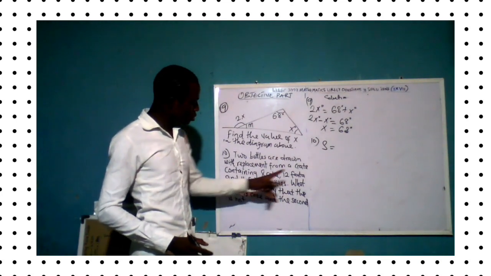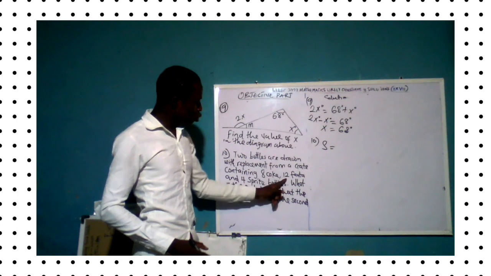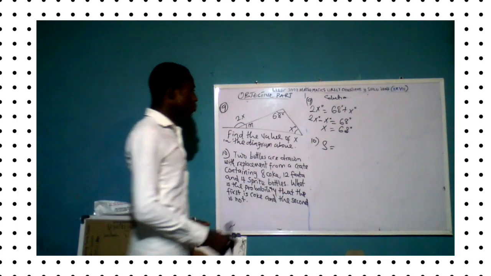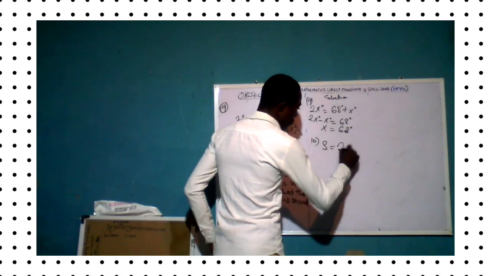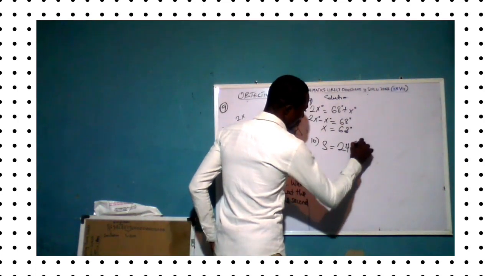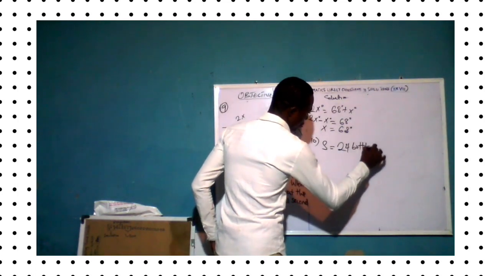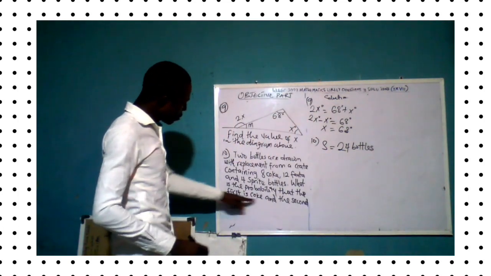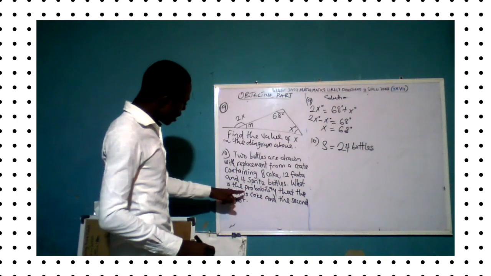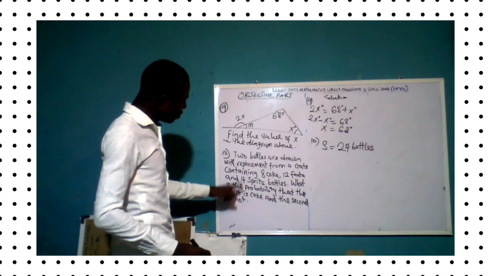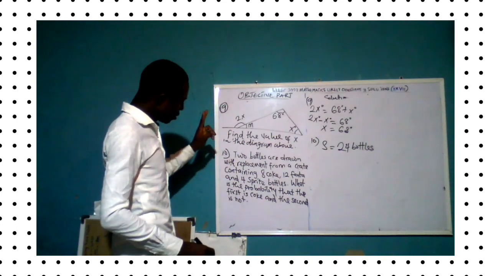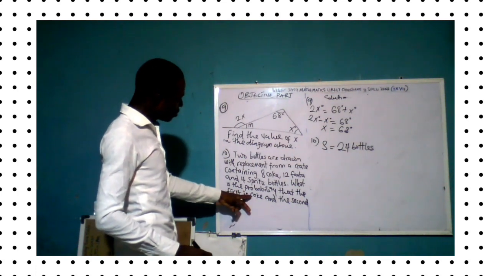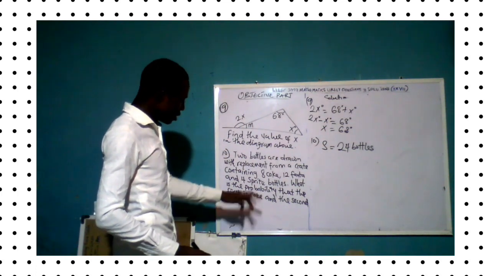We have 8 bottles of Coke, 12 bottles of Fanta and 4 bottles of Sprite. That's 24 bottles altogether. Now, following the question, we are asked to find the probability, if two are picked one after the other with replacement, that the first is Coke and the second is not.